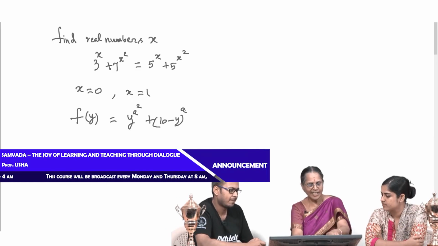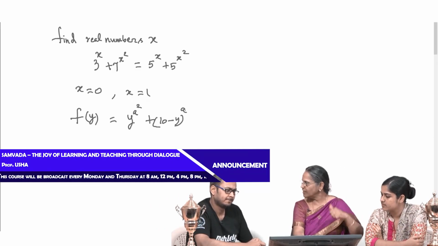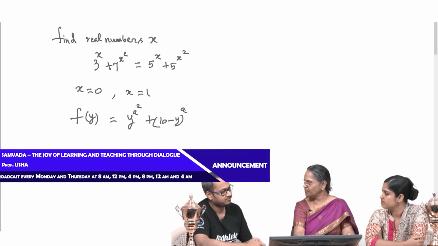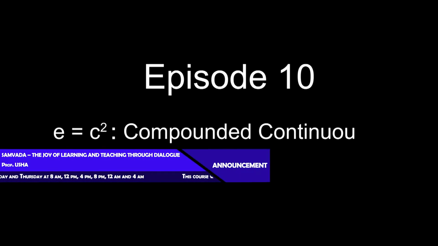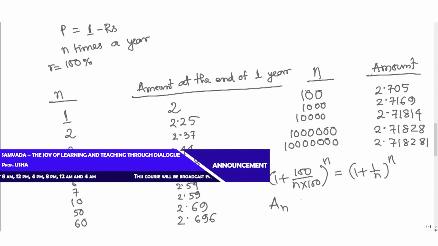This is my function. Okay. I think we shall discuss about the solution. Let's go to the board and discuss about the solution. It's 1 by n to the power of n, right? Then it is a sequence. Yes.